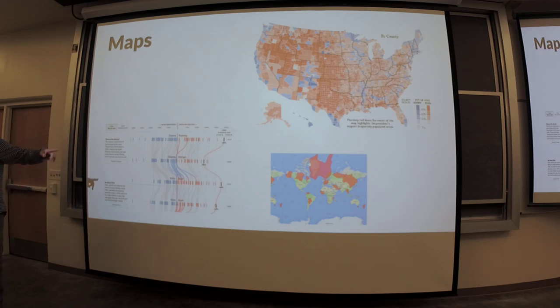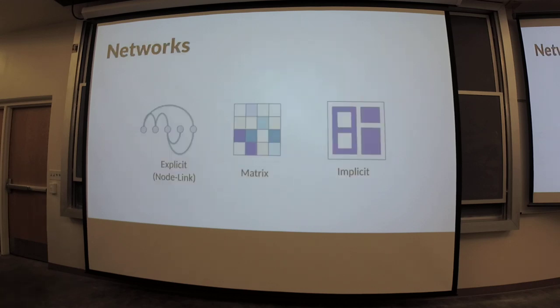And then we talked a lot about projections, and especially about the downsides of using the Mercator for visualizing the whole world at the same time. Then we talked about networks, both topology and multivariate networks. We had Carolina's guest lecture on multivariate networks.